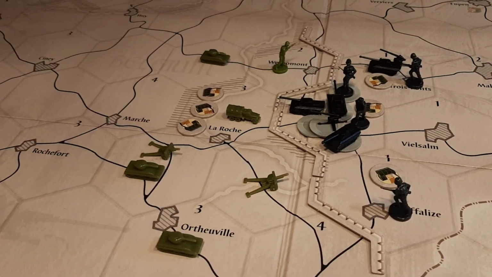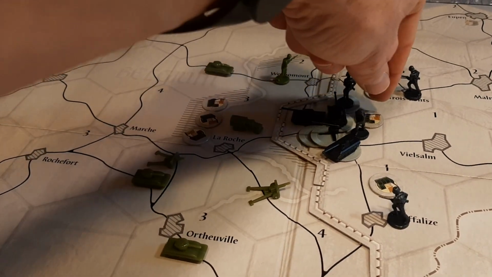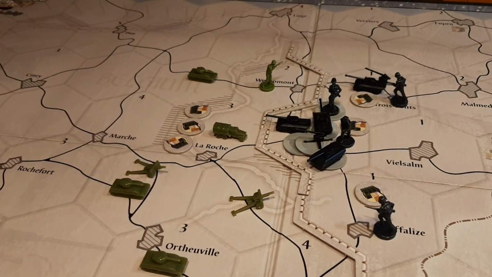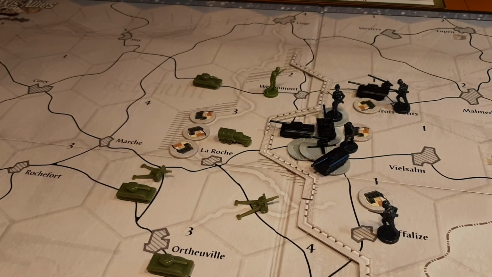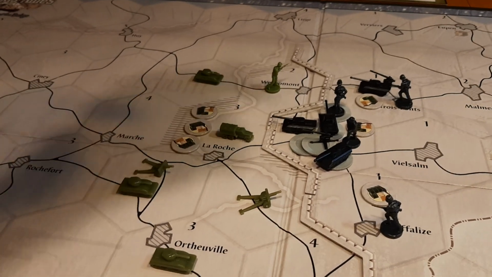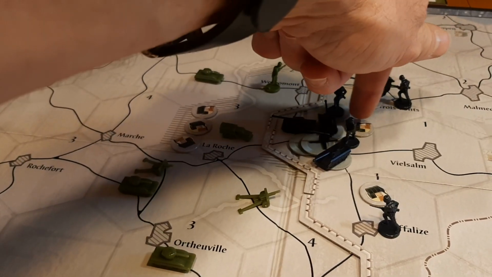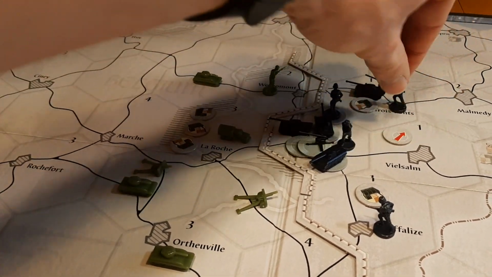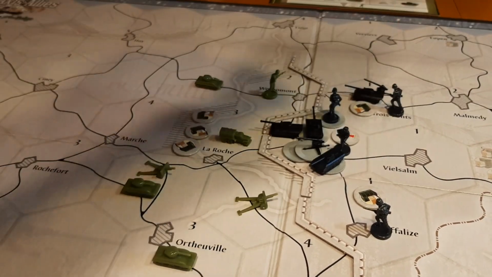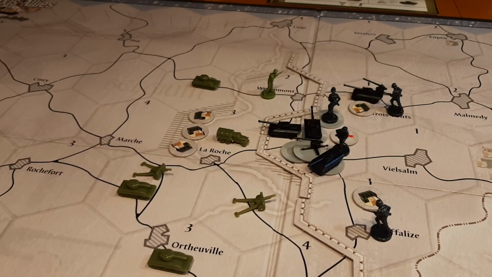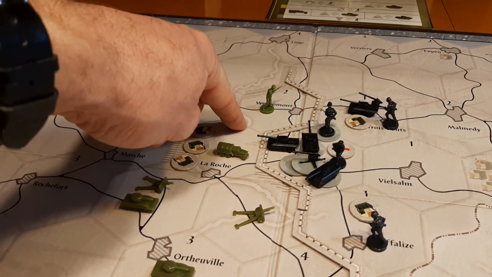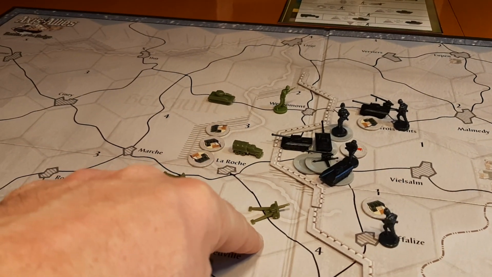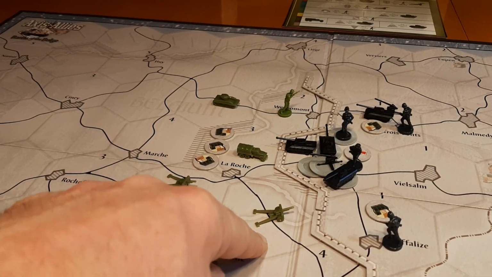To activate a hex for movement, you again pay one supply. It doesn't matter how many hexes you actually want to move into, so that's different from attacking. So I don't know, it doesn't really matter which one of the three you take, so I'm just going to take this one, and this means that this hex is activated for movement. Now, I cannot move in here because it's enemy occupied. I cannot move in here because it's enemy occupied.